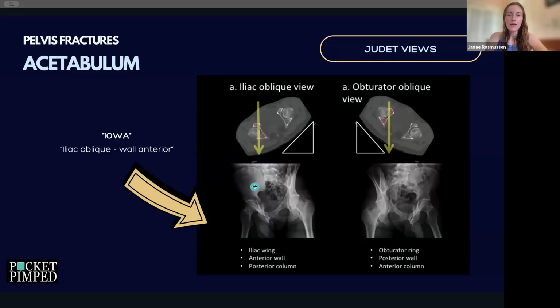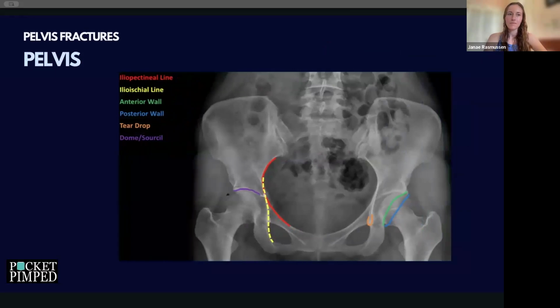Now, when we contrast that to your obturator oblique, notice how the ilium no longer looks as big. Now the obturator looks much bigger. In this scenario, what we can see much better is the posterior wall and the anterior column. So if you remember Iowa, iliac oblique, wall anterior, then you can remember anterior wall means posterior column, iliac oblique. And then the opposite is for your obturator oblique.